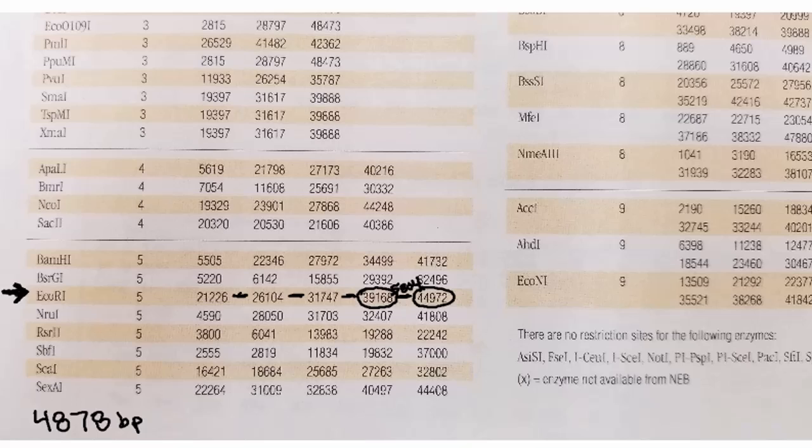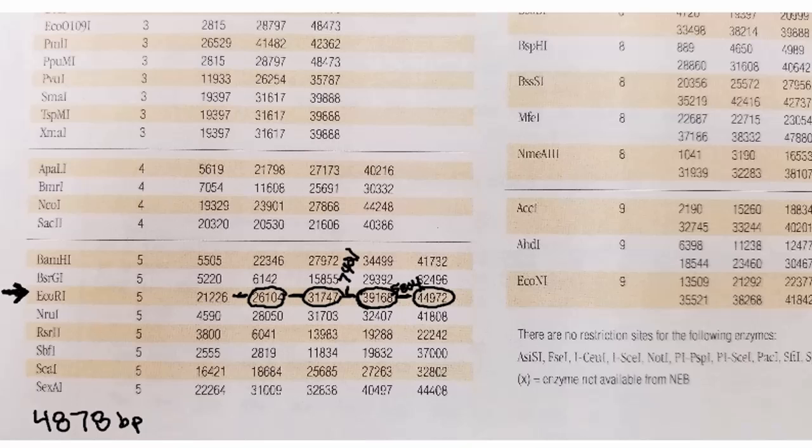Now if I take 391.68 minus 317.47, that would give me 74.21, and we don't want that. We want 48.78.